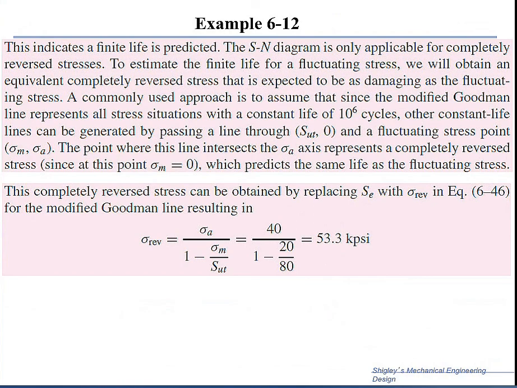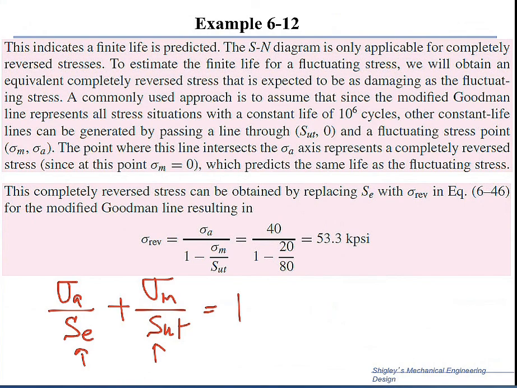So remember that we have sigma alternating over S endurance plus sigma mean over S ultimate is equal to 1. This is the damage due to alternating, and the damage due to the mean, equals 1. That's kind of the modified Goodman idea. This is for infinite life. So we want to mimic the same idea but for finite life.